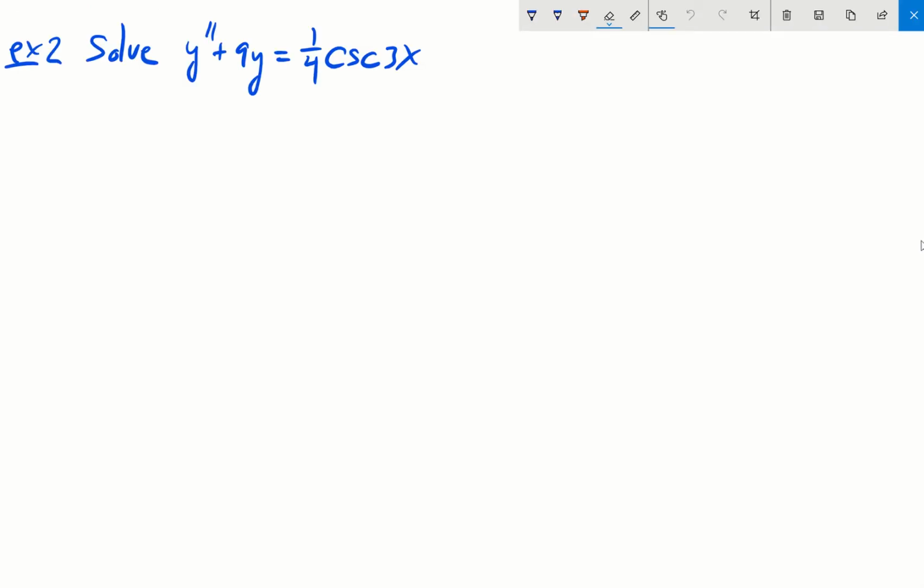Let's take a look at another example. Let's solve y double prime plus 9y equals 1/4 cosecant of 3x using variation of parameters. So this is still section 4.6.